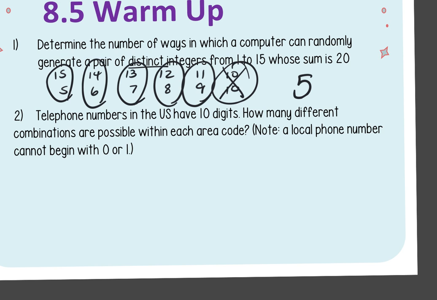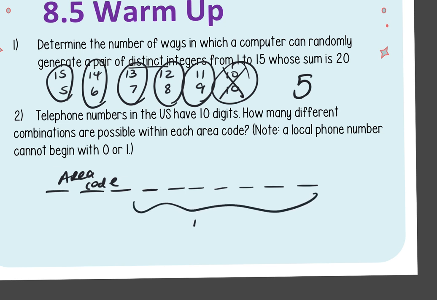Number 2 says the telephone numbers in the U.S. have 10 digits. How many different combinations are possible within the area code? So the area code is the first 3 digits. And then the remaining 1, 2, 3, 4, 5, 6, 7 is your local phone number. We use the area code all the time now, but that is the area code, that 954 or 754 or whatever is your area code.